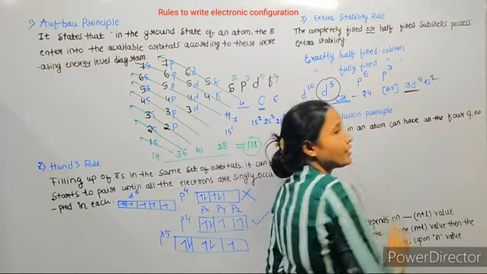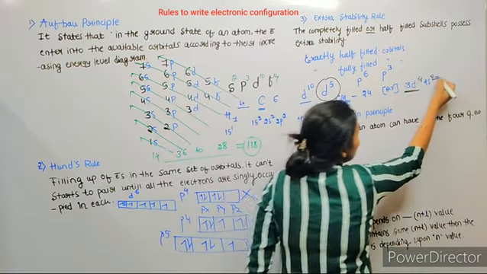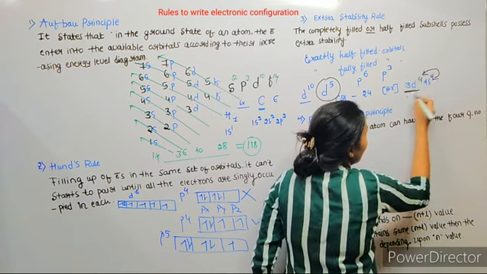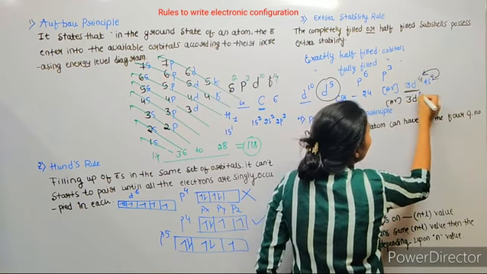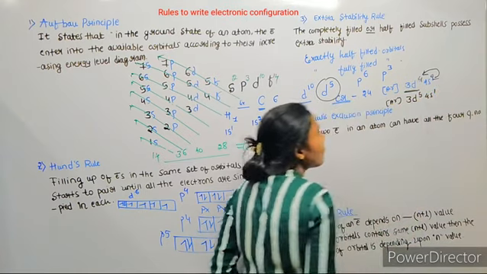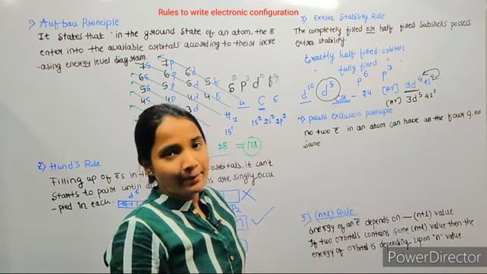Here now d4 is there. So that's why it receives one electron from this s orbital. Then it will become argon 3d5 4s1. Now it is in a stable state.